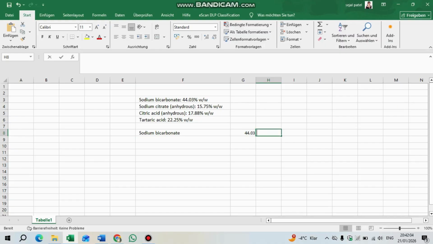44.03 upon 100 is equal to 0.4403. Now we need a sample equivalent to 2 gram, so 2 upon the fraction value is equal to 4.54 gram. So we need 4.54 gram, which is equivalent to 2 gram of sodium bicarbonate, for this API assay analysis.